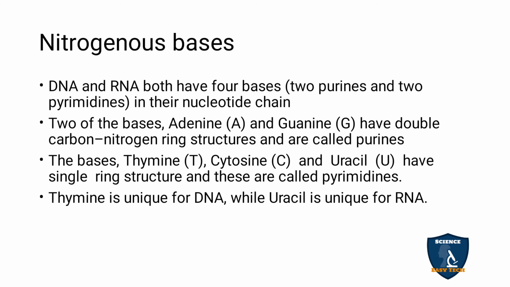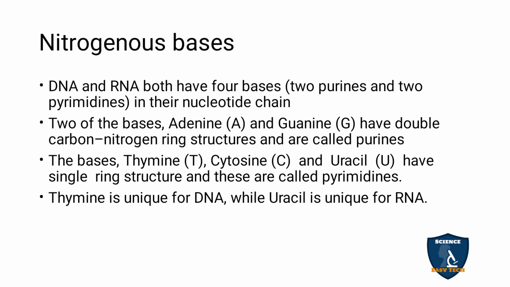So purines have a double ring structure, but pyrimidines have a single ring structure. Remember, adenine and guanine are purines. They have a double carbon ring structure. Thymine, cytosine, uracil have a single carbon ring structure, pyrimidines.